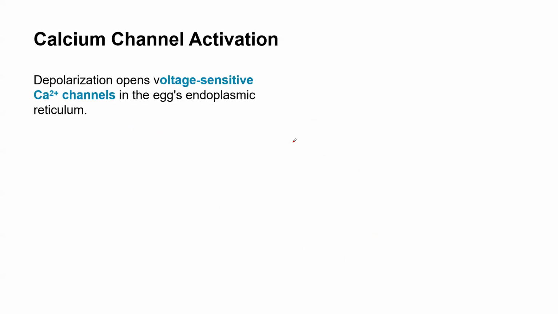So then the next thing is calcium channel activation. Depolarization opens voltage-sensitive calcium channels in the egg endoplasmic reticulum.